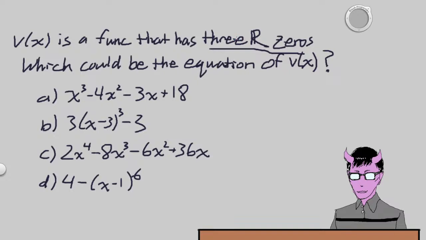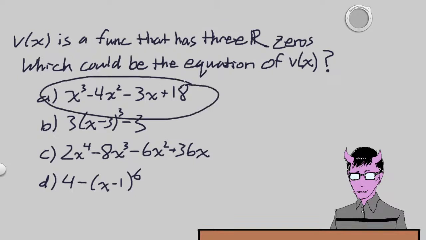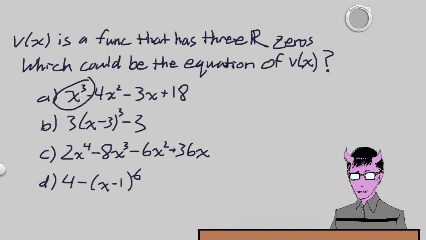I think if I were to rewrite this, I would say v of x is a function that has 3 unique real zeros, which could be the equation of v of x. Okay. But let's not assume too much, because it's been a long time since I've seen this problem. So we're looking at this one. It is a cubic function. We're guaranteed one real solution, so it can have up to 3 solutions. So we can't eliminate A right off the bat.